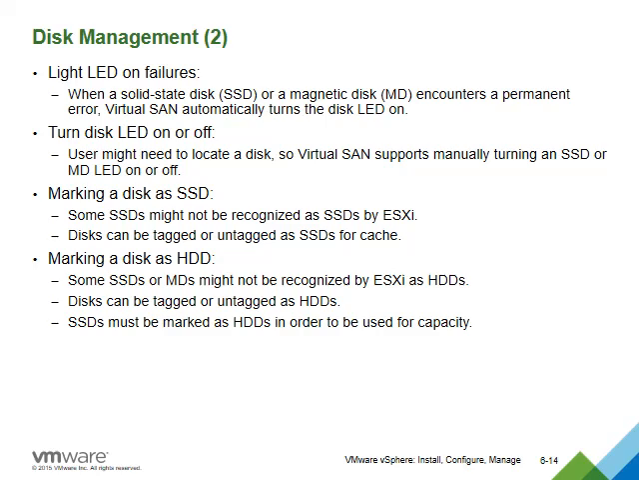Marking a disk as HDD. Some solid state drives or magnetic drives may not be recognized by vSphere 6 as hard disk drives. Disks can be tagged or untagged as hard disk drives. Solid state drives must be marked as hard disk drives in order to be used for capacity. So if you had a solid state drive and you didn't want to use it for caching, you would need to flag it as a hard disk drive if you want to use the space on it.